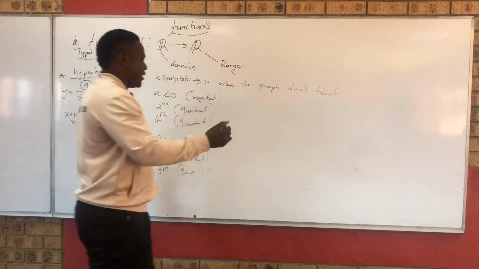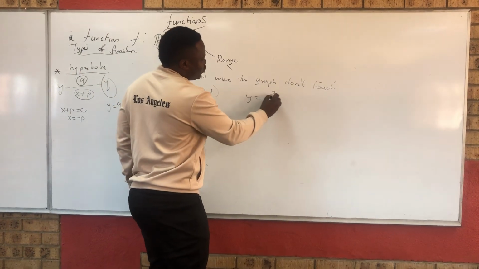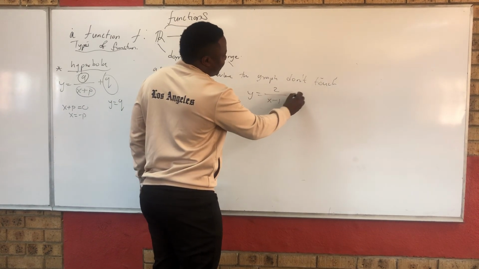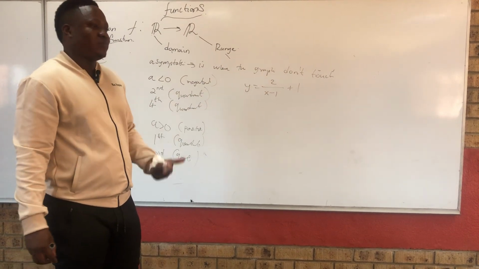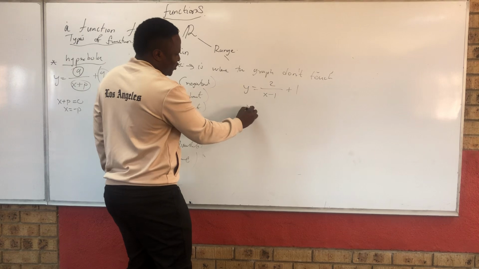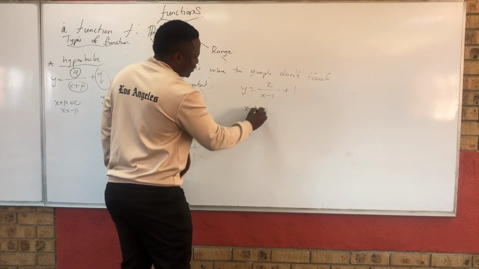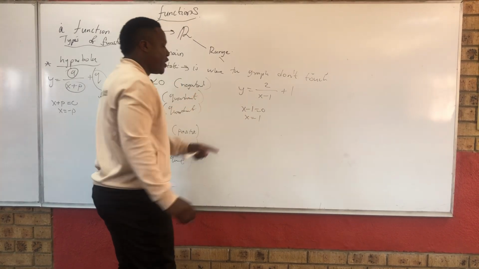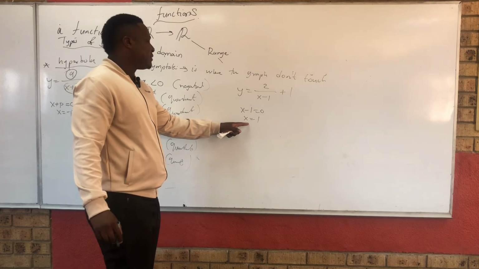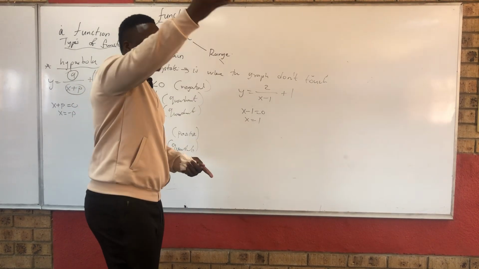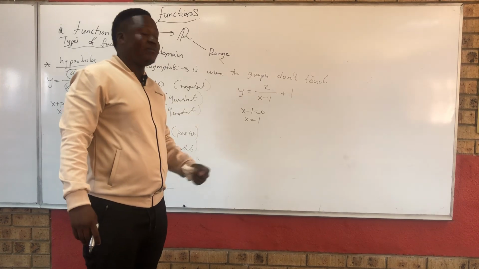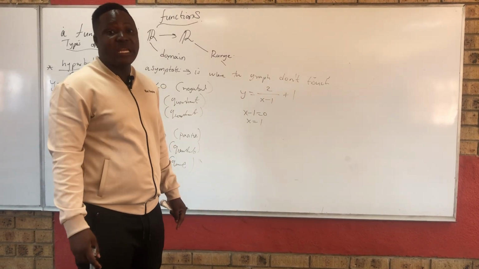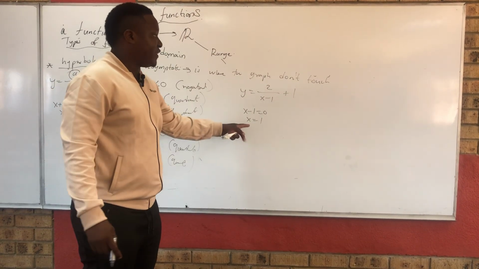So you can be given an equation like this: 2 over x minus 1, plus 1. If the question says find the asymptote, you know that you're going to have x minus 1 equals 0, so x equals 1. At x equals 1, your graph is not going to touch. This one has a special name, called a vertical asymptote.